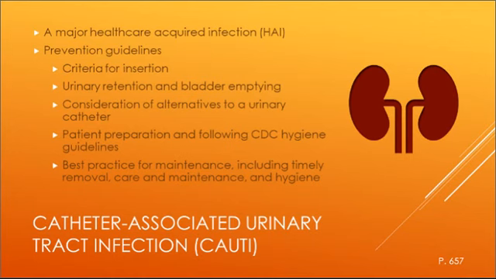Catheter-associated urinary tract infections are a major healthcare-acquired infection. How do we prevent it? We prevent it through strict guidelines on insertion of catheters, avoiding indwelling catheters, trying to go more to straight in and out caths, providing good perineal hygiene, and assessing for bladder urinary retention, as we discussed in our elimination units. Best practice for maintenance includes timely removal, care and maintenance, and hygiene. Okay.